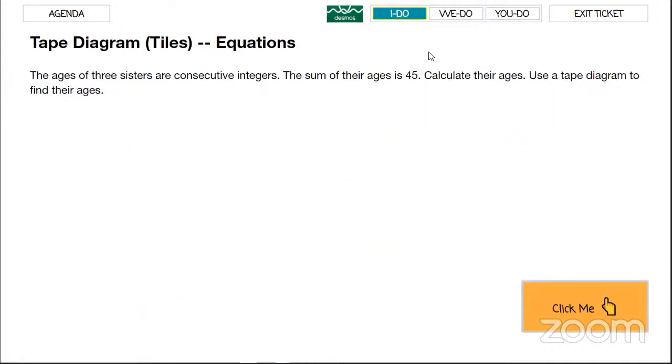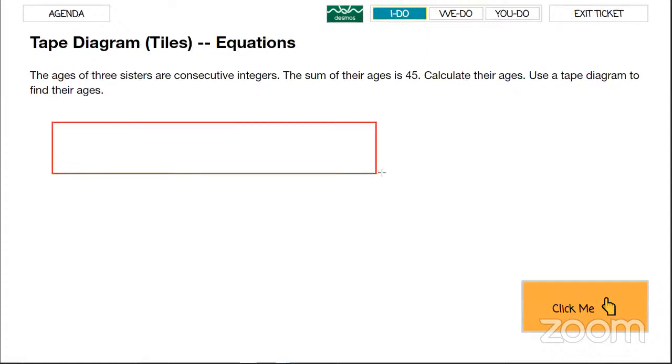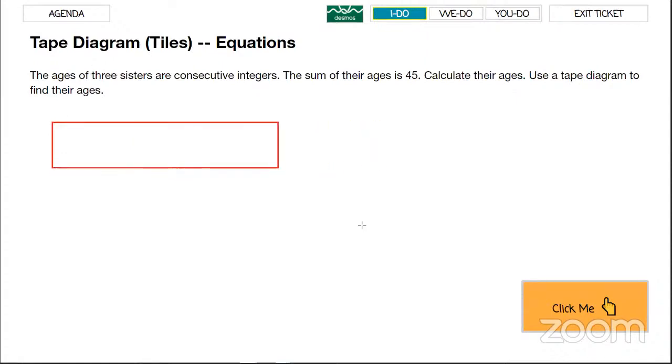The next example is about a tape diagram. If you guys remember a tape diagram, it's kind of like cutting the tape like this, right?